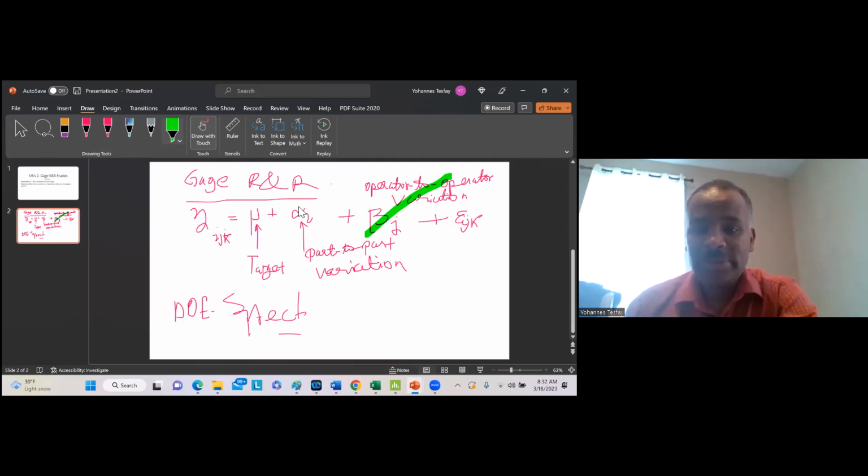Again, this term, part-to-part variation: if the part-to-part variation in production is perfectly good, then this term is vanished. What's left is y. Y is equal to simply the target plus your ijk. This is what's left. So this is what we want.